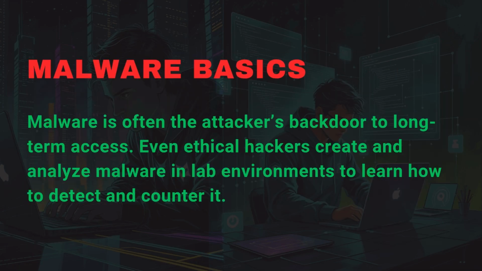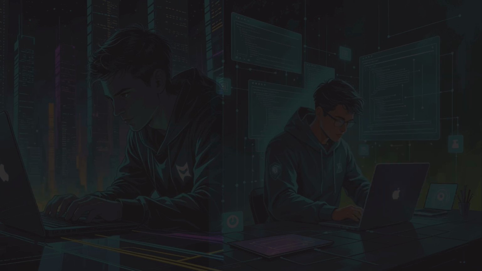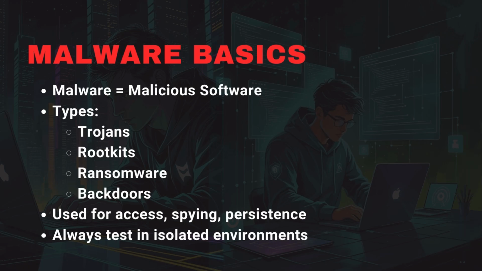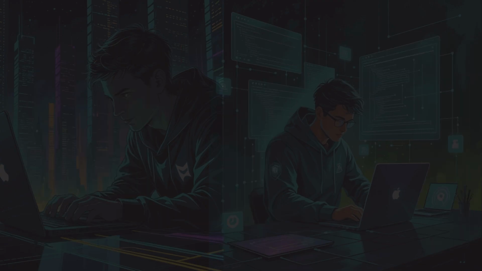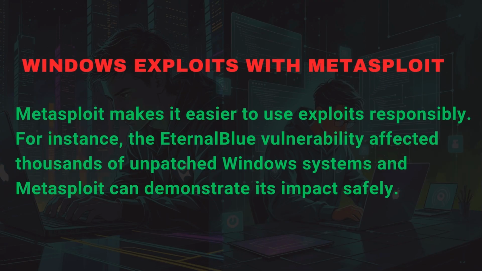Malware basics. Malware is often the attacker's backdoor to long-term access. Even ethical hackers create and analyze malware in lab environments to learn how to detect and counter it. Malware equals malicious software. Types: Trojans, rootkits, ransomware, backdoors. Used for access, spying, persistence. Always test in isolated environments.